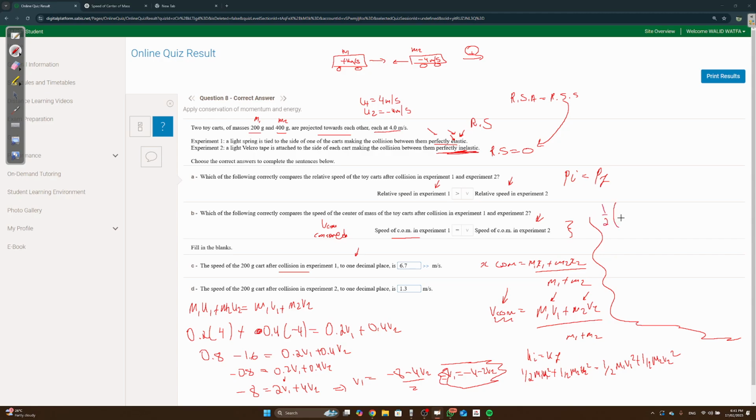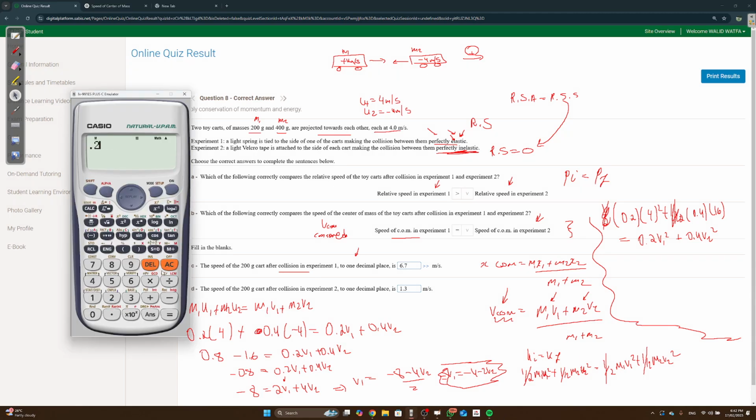Okay, so you're gonna get half the mass 0.2 times u1, which is 4 squared, plus half the mass of the other one, 0.4 times u2 squared, which is 16. And you know what, let's just cancel half everywhere. You can get this equals m1 v1, so 0.2 v1 squared plus 0.4 v2 squared. So you're gonna get 0.2 times 16. I'm just gonna go through this a bit quickly. 0.2 times 16, you get 3.2.